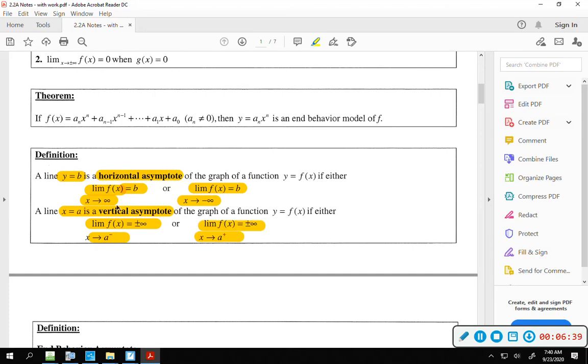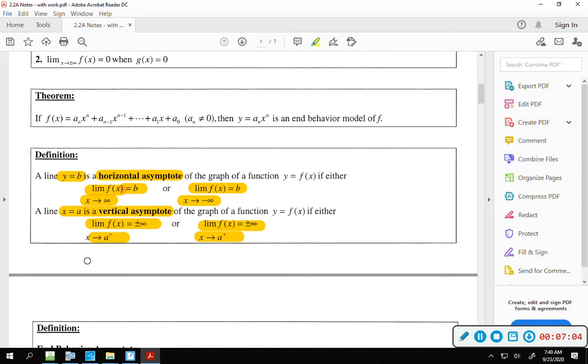For horizontal asymptotes, we're finding the limit as x approaches plus or minus infinity to see if the value approaches a constant, whereas for vertical asymptotes, we are seeing as we get closer and closer to that x value from the left or from the right, does the graph take off to positive or negative infinity? That's how we determine a vertical asymptote.